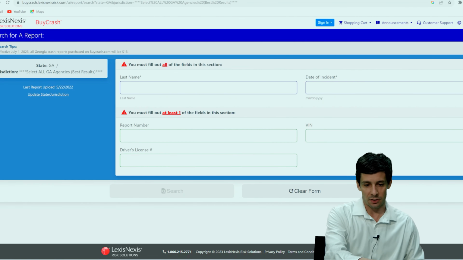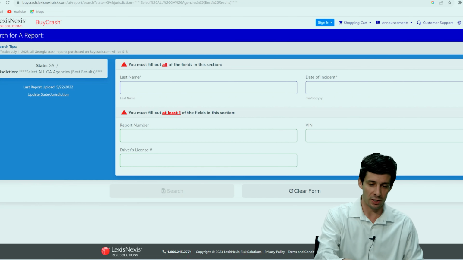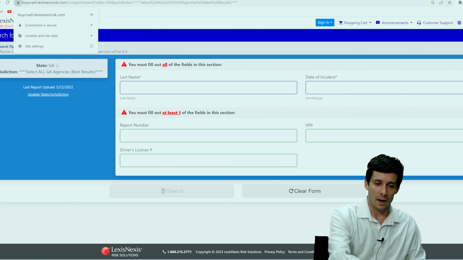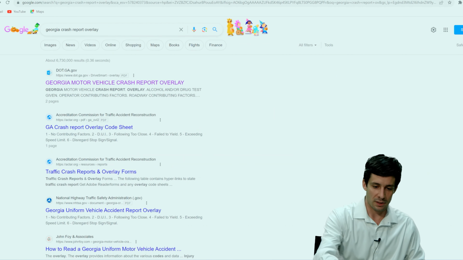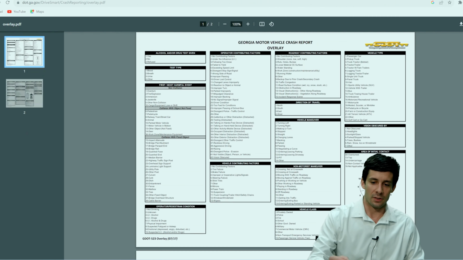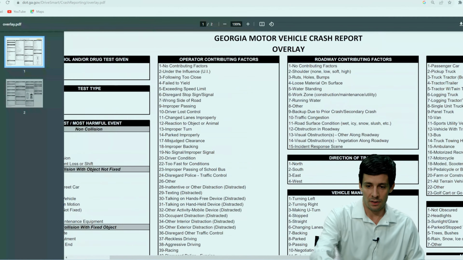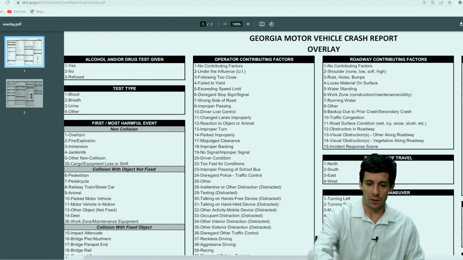This is the Buy Crash website where you can buy the report. This is what it looks like. You can just search Buy Crash in your state, well, Georgia in this case, it'll come up, and you just fill out the information. As for the overlay, you can just Google Georgia Crash Report Overlay, and these will all get you there. So this is what it looks like.